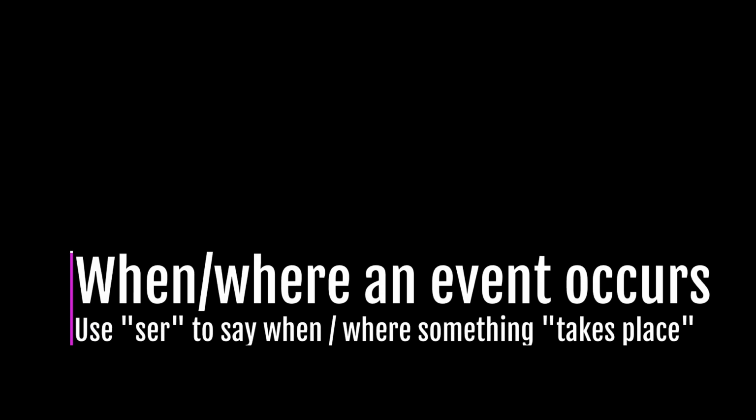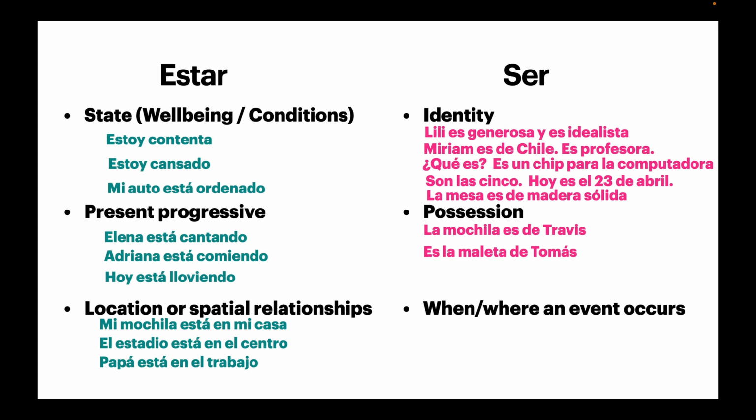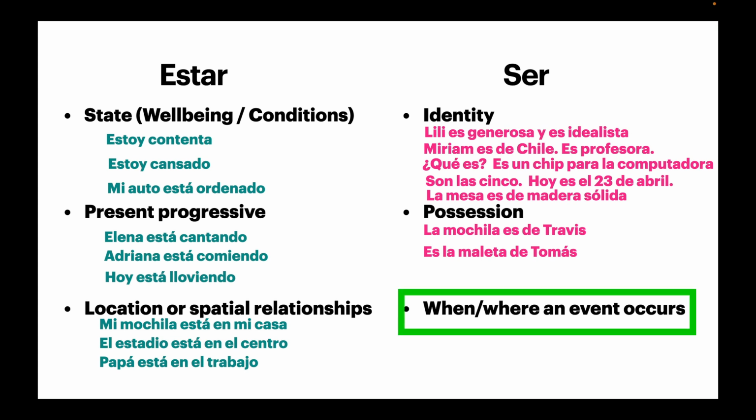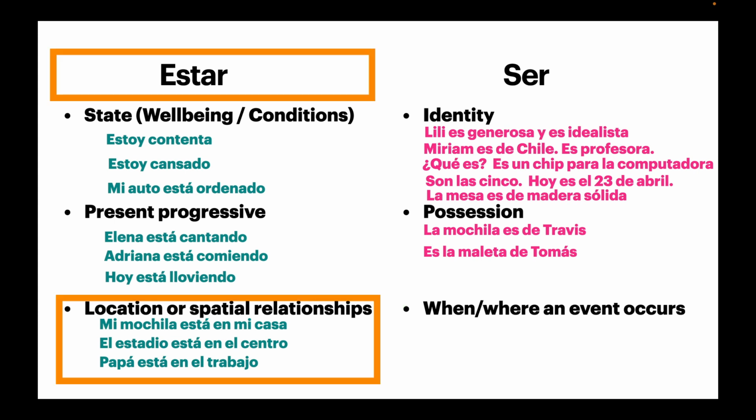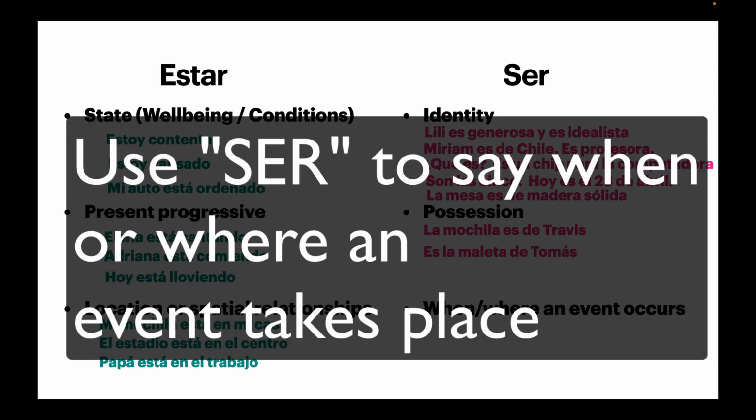Lastly, we use ser to express when or where an event occurs. I am emphasizing an event. So when we're talking about when or where an event occurs, then we use ser. Because if you look at the other column, we were talking about the location or spatial relationships. That's when we're identifying where something, whether it be a building, a thing, an object, is located in space, or a person.